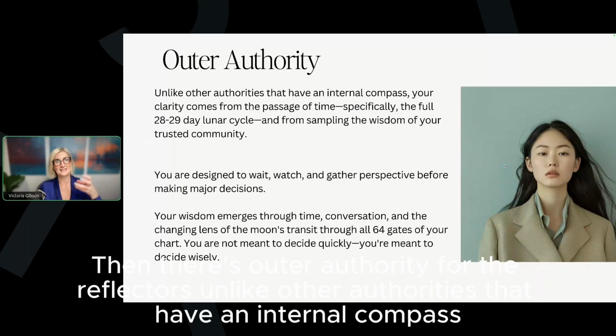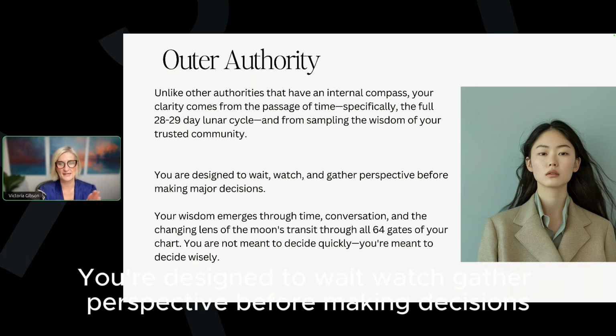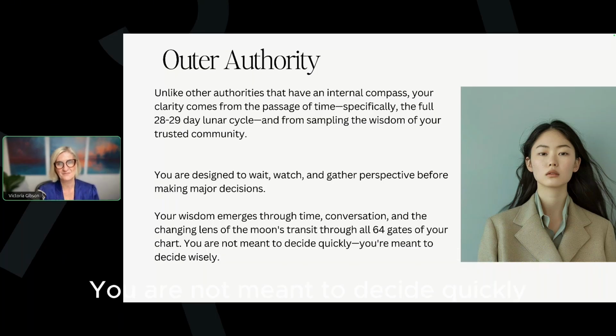And then there's outer authority for the reflectors. Unlike other authorities that have an internal compass, your clarity comes from the passage of time, specifically the full lunar cycle, and from sampling the wisdom of your trusted community. You're designed to wait, watch, and gather perspective before making decisions. And your wisdom emerges through time, conversation, and the changing lens of the moon's transit through all 64 gates of your chart. You are not meant to decide quickly. You're meant to decide wisely.